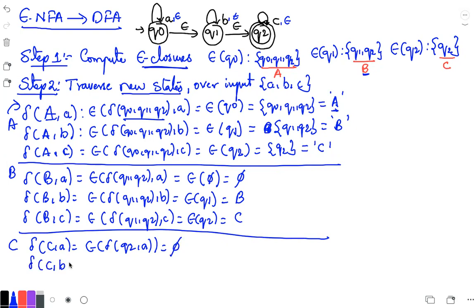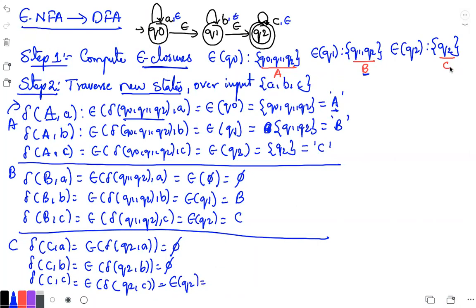Transition of C on B. The epsilon closure of delta C, which is Q2, on B. Is there any path from Q2 on B? No, phi. So lastly, delta of C on C: epsilon closure of delta of Q2 on C. Q2 on C itself, Q2. So it's ultimately epsilon closure of Q2. What is epsilon closure of Q2? The state C.